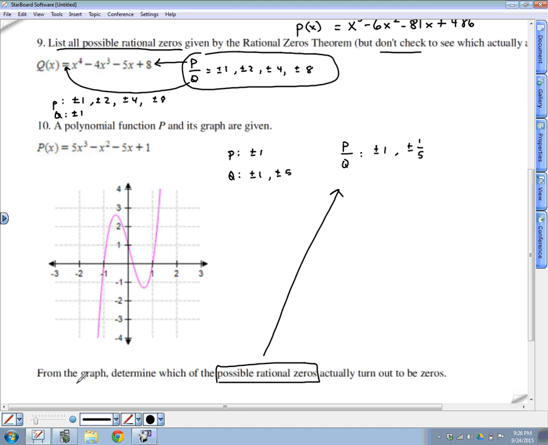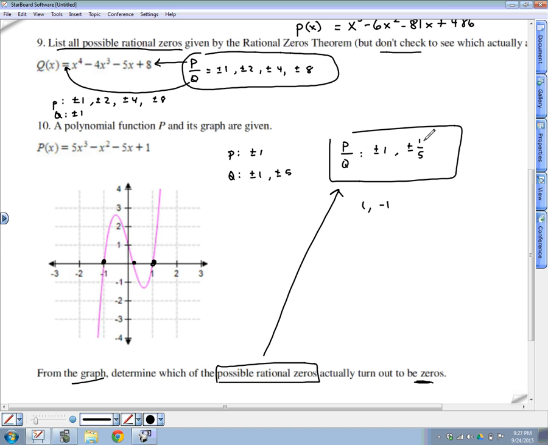It says use the graph to determine which of these actually turn out to be actual zeros. And remember, zeros are the same as x-intercepts. So we have an x-intercept here, here, and here. Do those match up with any of the values from our list of possible rational zeros? And obviously we have 1 and negative 1. And we have the one here.